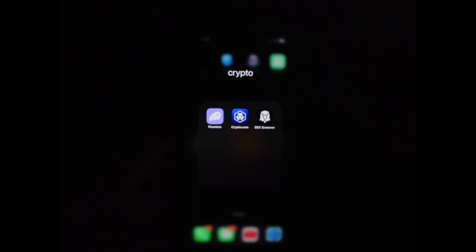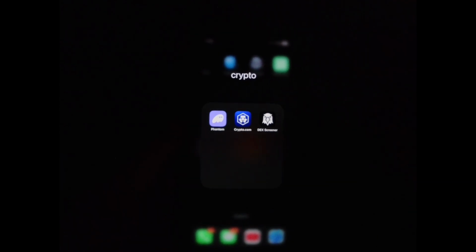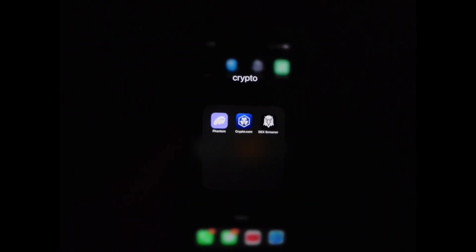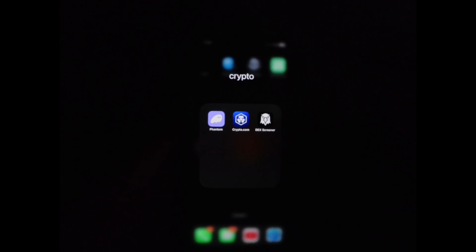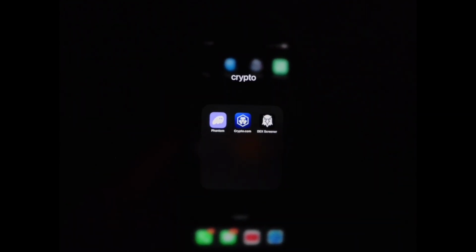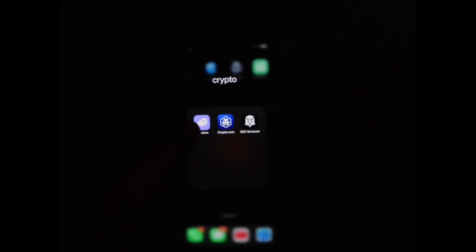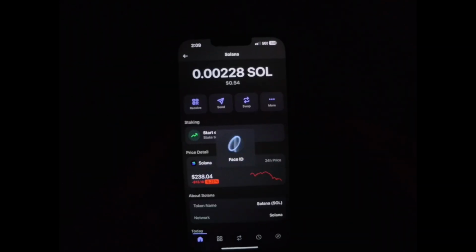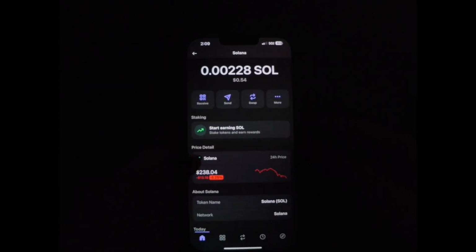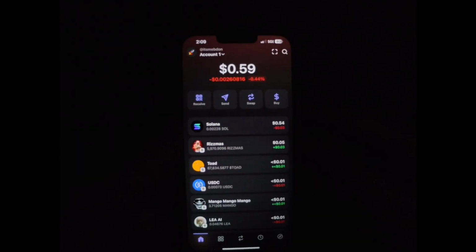Another app you're going to want to download is Crypto.com, or you can download Coinbase, and the reason for that is because for Phantom and trading meme coins, you're going to have to buy Solana, which is a cryptocurrency, in order to trade your meme coins. Let's open up Phantom real quick and we'll go back.